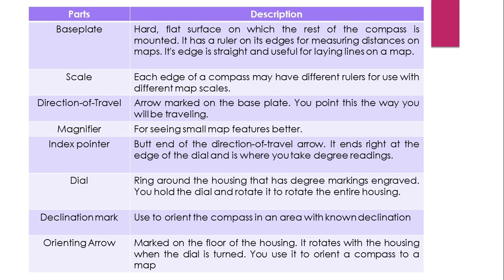Dial. Ring around the housing that has degree markings engraved. You hold the dial and rotate it to rotate the entire housing. Declination mark. Used to orient the compass in an area with known declination. Orienting arrow. Marked on the floor of the housing. It rotates with the housing when the dial is turned. You use it to orient a compass to a map.